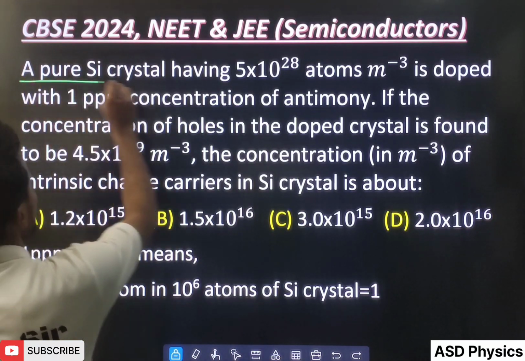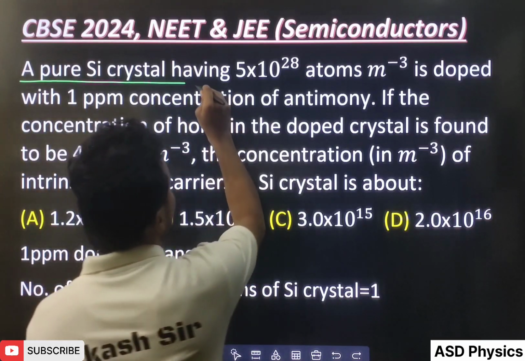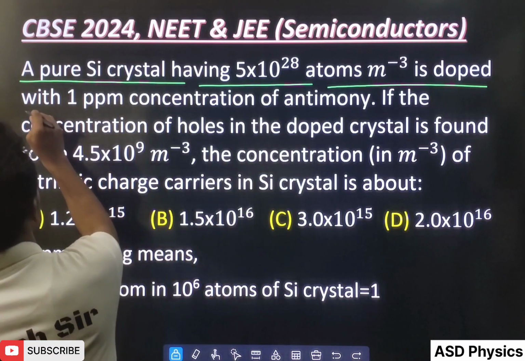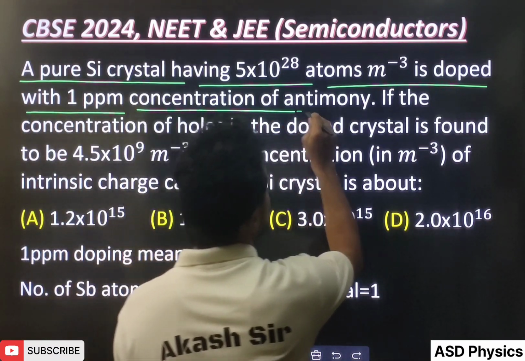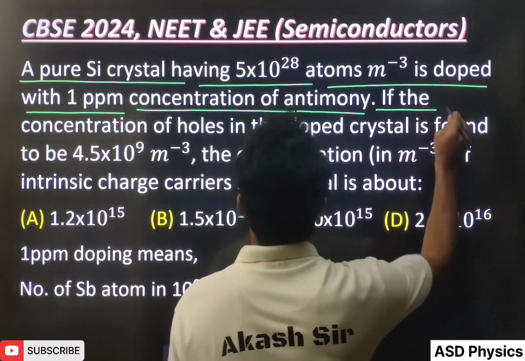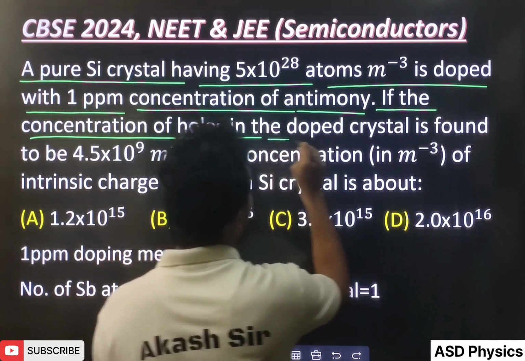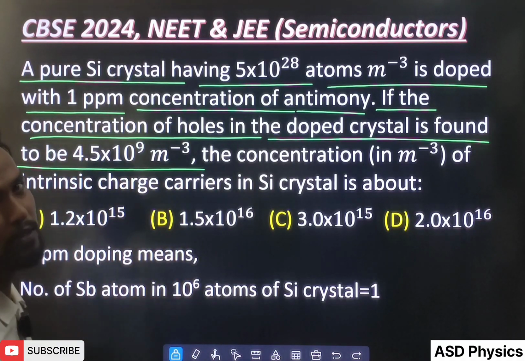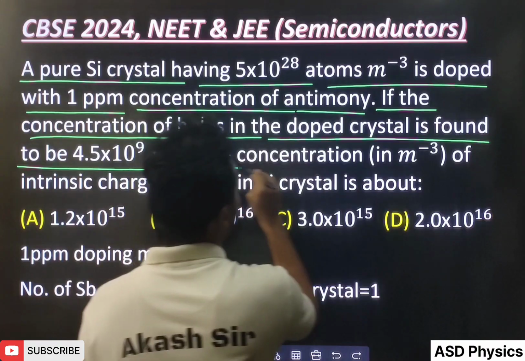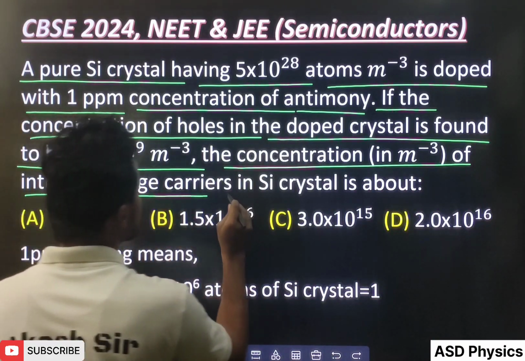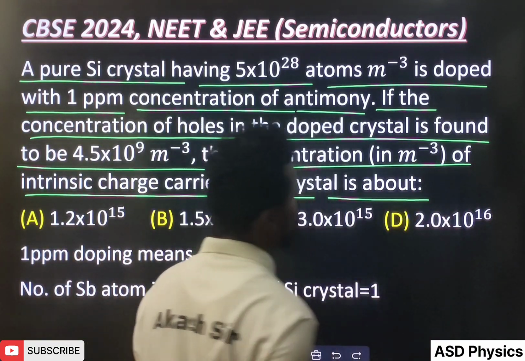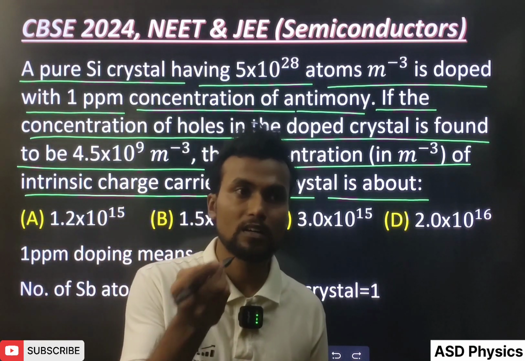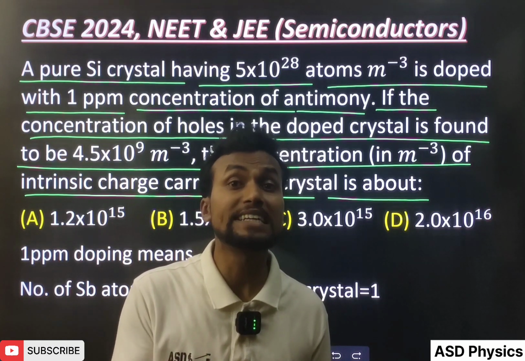The question is: a pure silicon crystal having 5 into 10 to the power 8 atoms per meter cube is doped with 1 ppm concentration of antimony. If the concentration of holes in the doped crystal is found to be 4.5 into 10 power 9 per meter cube, the concentration of intrinsic charge carriers in the silicon crystal is about how much?